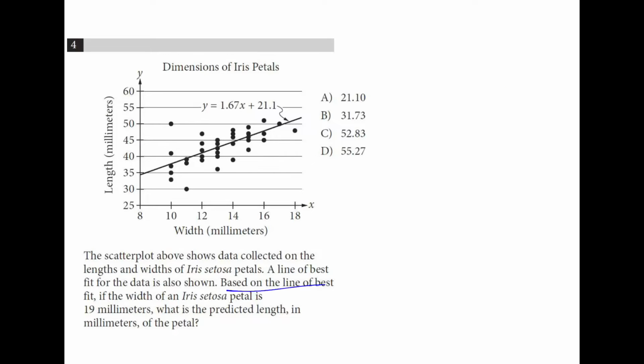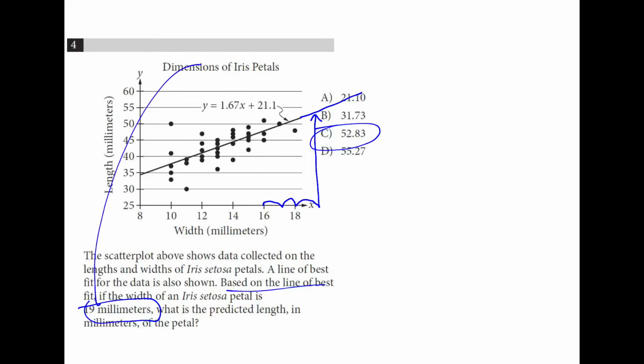Based on the line of best fit, if the width is 19 millimeters, what's the predicted length? So the width at 19, so 16, 17, 18, maybe about here. If we follow that up, it's going to be above 50. Let's extend that line a little bit. Doesn't seem to be quite at 55. C is our answer.